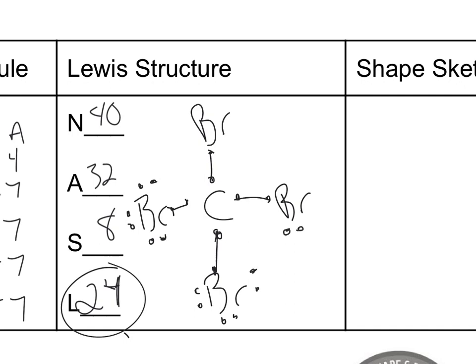And since I'm doing that for 4 bromines, 6 times 4 is 24, which means that's how many I used, and that's how many I had to use, so there we go. We're done. Okay, the shape.